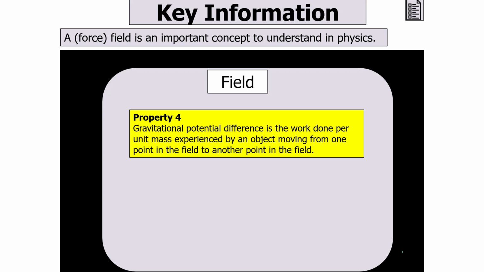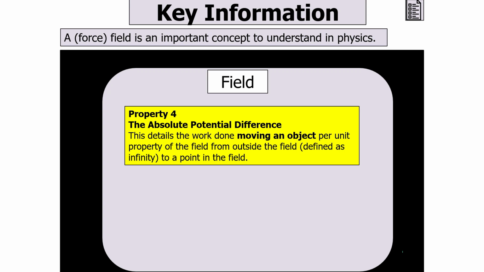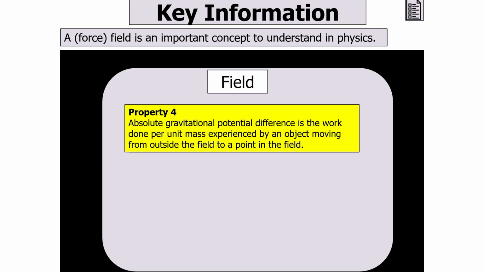Now this is slightly different to the absolute potential difference, which details the work done moving an object per unit property of the field from outside the field, which we define as infinity, to a point in the field. So for example, the absolute gravitational potential difference is the work done per unit mass experienced by an object moving from outside the field to a point in the field.